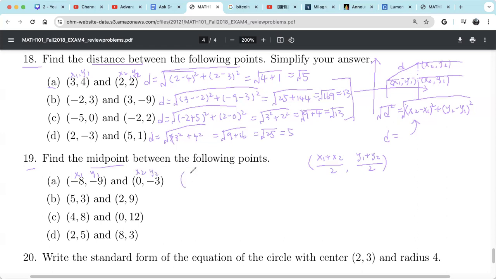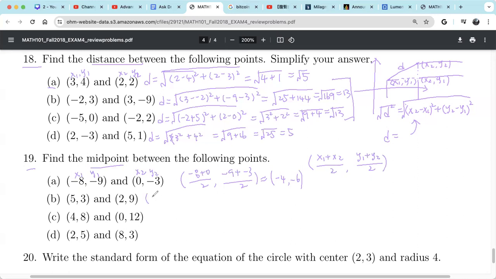So the middle point is just negative a plus 0 divided by 2, negative 9 plus negative 3 divided by 2. So be very careful. This is a plus, okay, plus average. But here is a difference, subtracting. So simplify, we get negative 8 divided by 2, we get negative 4. Negative 9 plus negative 3, that's negative 12. Negative 12 divided by 2, negative 6.